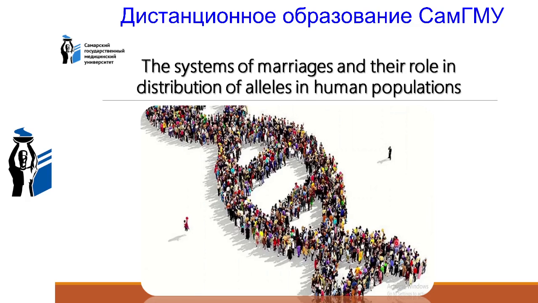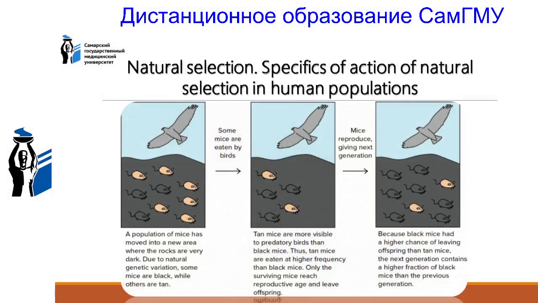Each person has at least 3 to 5 recessive alleles, which in homozygous state lead to death before the onset of reproductive age. Today in humans, about 50% of zygotes are not biologically viable, that is, they do not provide the transfer of hereditary material to the next generation. Natural selection: specifics of action of natural selection in human populations.